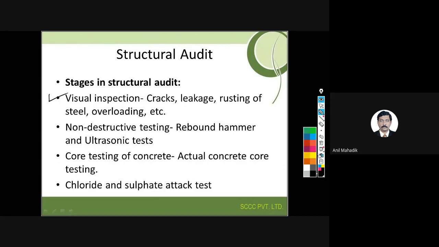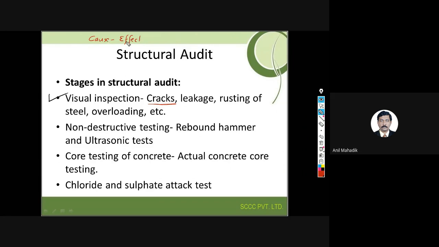So in visual inspection, as I said, we observe the cracks, we measure the cracks, the thickness of the crack, and we even categorize the cracks into non-structural cracks and structural cracks, as I told you. So for that we should observe this. So it is indirect. See, all of you know that there is a term cause and effect. So all of you know this cause and effect.